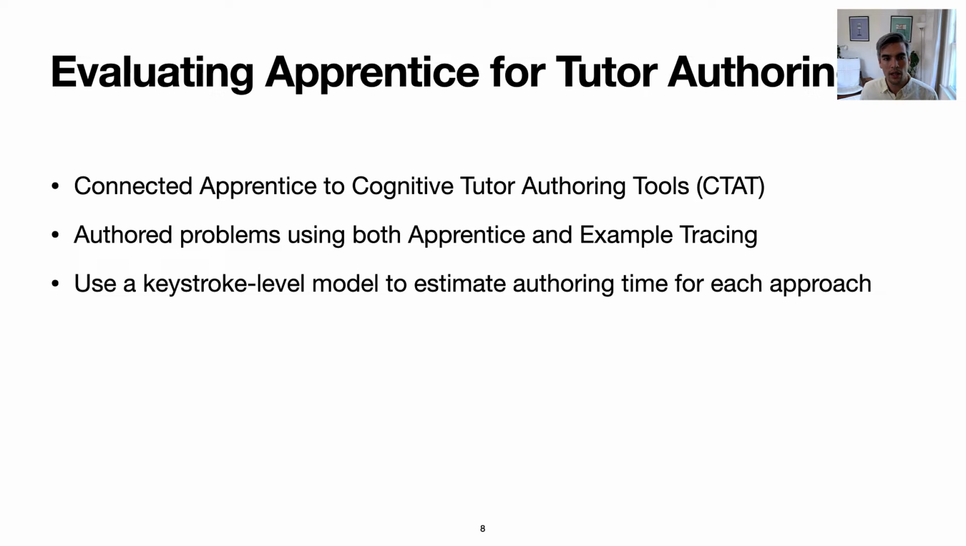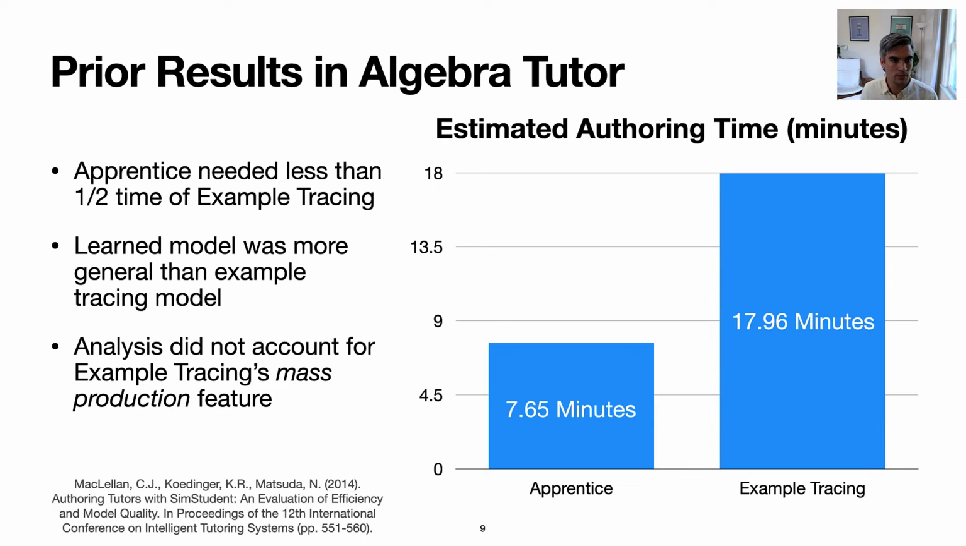To evaluate apprentice agents as a tool for tutor authoring, we connected Apprentice to the Cognitive Tutor Authoring Tools, and authored problems using both Apprentice and example tracing, another authoring by demonstration approach, which is the current state of the art within CTAT. Lastly, we used a keystroke level model to estimate how long it would take a trained developer to author the problems using each approach. In our prior work, we found that authoring the equation solving tutor took less than half the time with Apprentice as it did with example tracing.